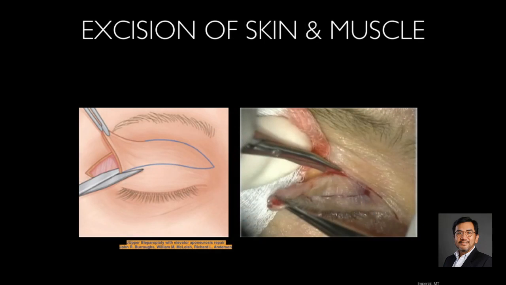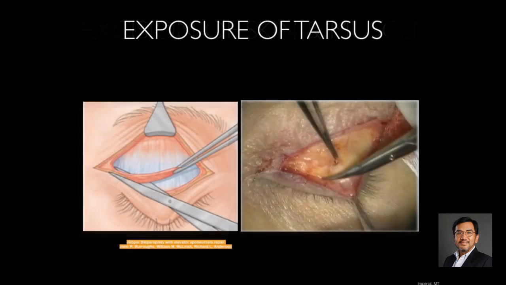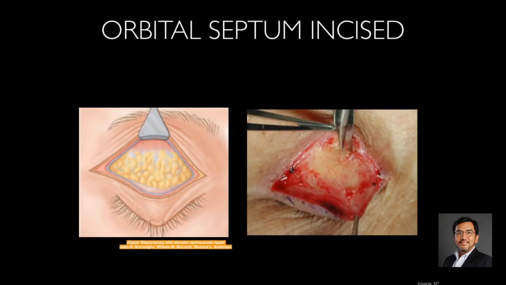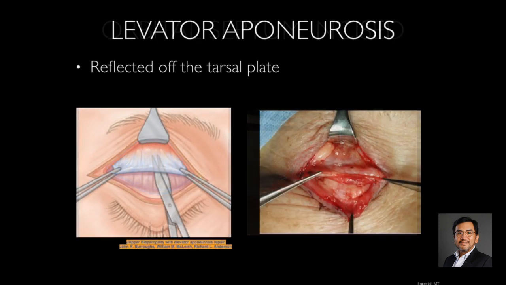If necessary, excision of redundant skin and orbicularis is done. Our goal is to expose the orbital septum layer immediately. Next is to expose the tarsal plate. Orbital septum is then incised to expose the levator aponeurosis and muscle, which is located immediately below your preaponeurotic fat. Once the levator is identified, it is important to disinsert the levator from the tarsal plate and Mueller's muscle.